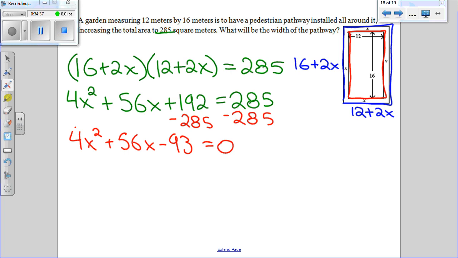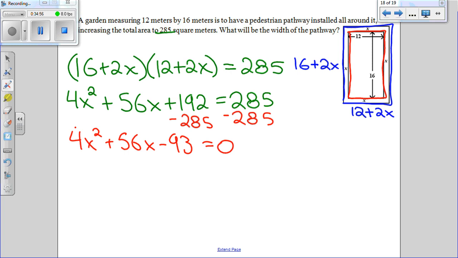I go second trace. I find where my x-intercept is. And I get my x-intercept because it can be exactly. Yep. I get my x-intercept at 1.5.